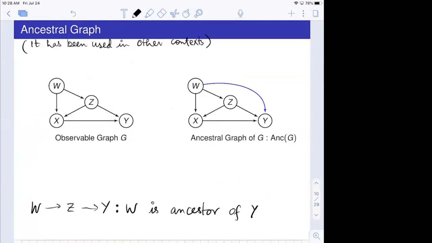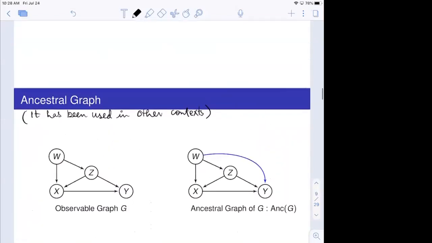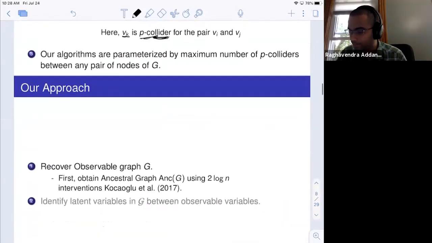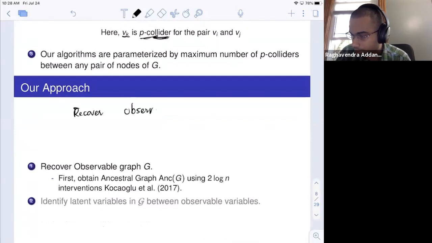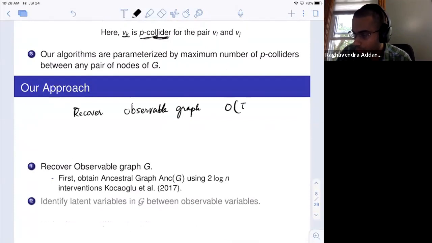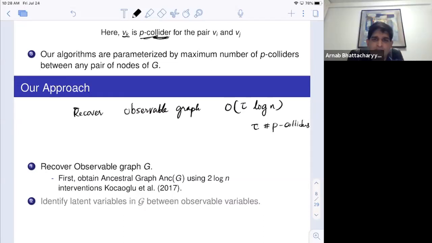I'm sorry, one more question. I don't know what your result is, though. Oh, sorry. Yeah, I forgot to put that. So to recover the observable graph, we use order of tau log n interventions, where tau is the maximum number of p colliders between the pairs.